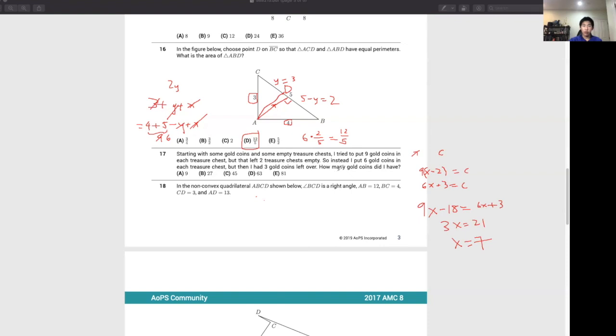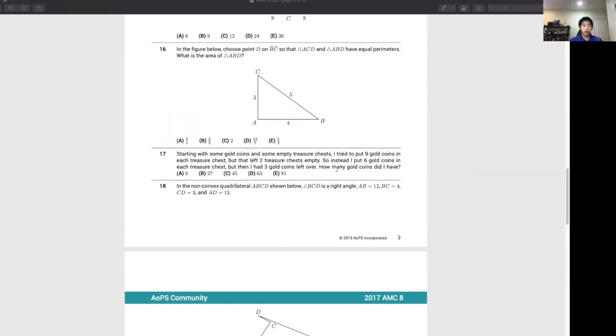That's not our answer though. We want to know how many gold coins we had. And we can plug that into either equation, whichever one you find easier. It doesn't really matter, but the answer is 45, whether you did 9 times 5 or 6 times 7 plus 3. Okay. Any questions? Okay. Then on to problem 18.